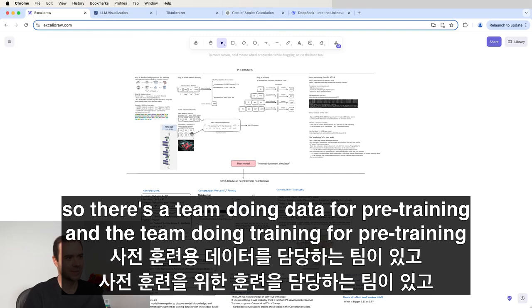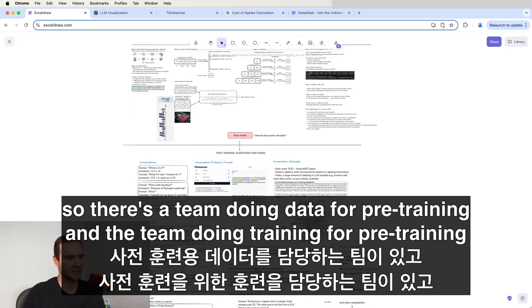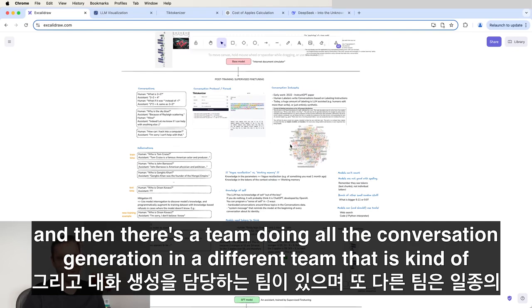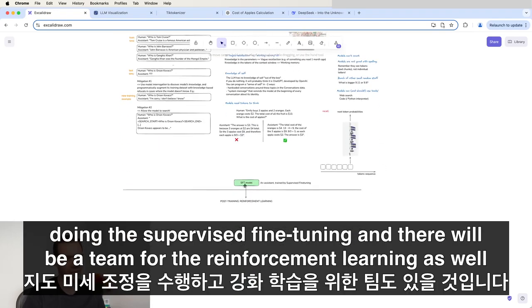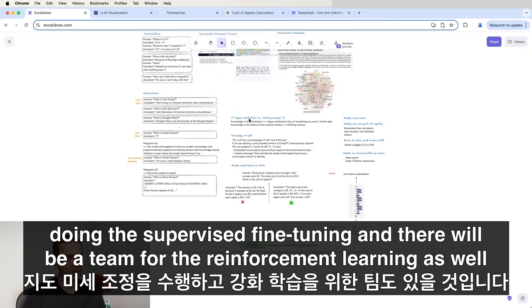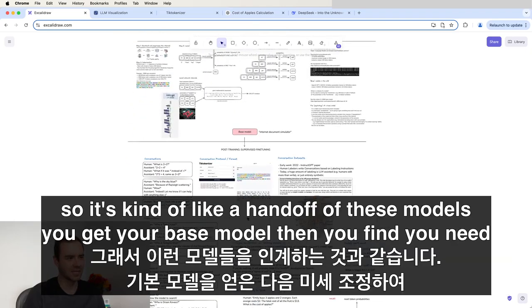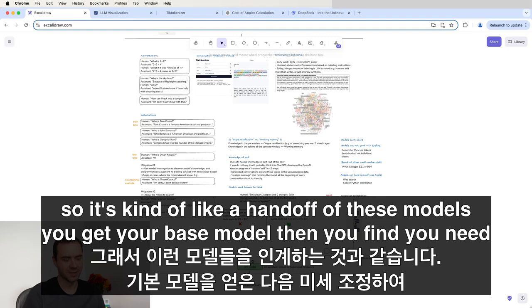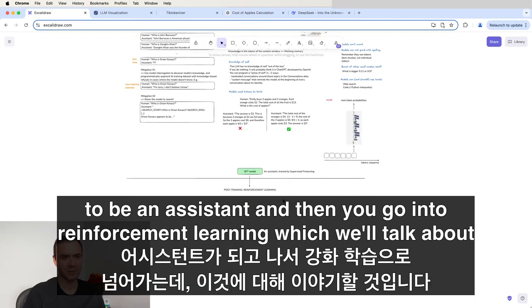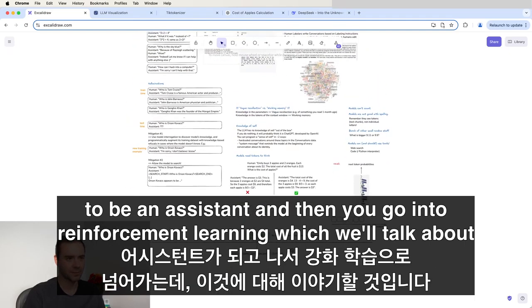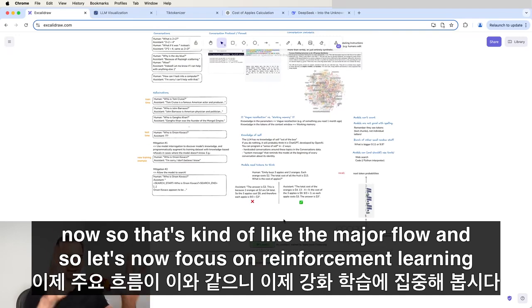So there's a team doing data for pre-training, and a team doing training for pre-training. And then there's a team doing all the conversation generation in a different team that is kind of doing the supervised fine-tuning. And then there will be a team for the reinforcement learning as well. So it's kind of like a handoff of these models. You get your base model, then you fine-tune it to be an assistant, and then you go into reinforcement learning, which we'll talk about now. So that's kind of like the major flow.